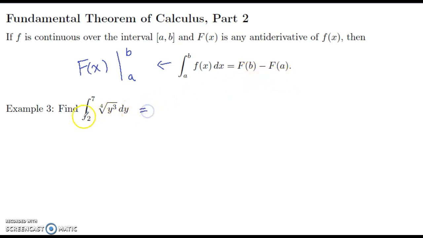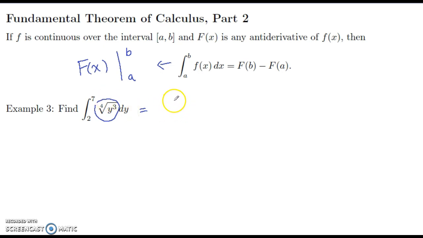So let's take a look at this example. Integral from 2 to 7, fourth root of y cubed dy. Now it doesn't matter what letter you have in here. You can use x, you can use y. What it's telling you is just to find the antiderivative of this function and then evaluate from 2 to 7. In other words, a definite integral is always a number. It always gives you a number back.